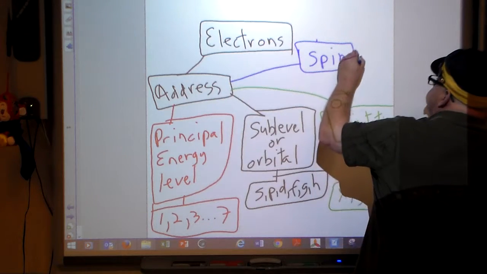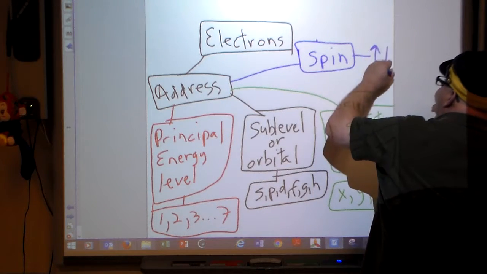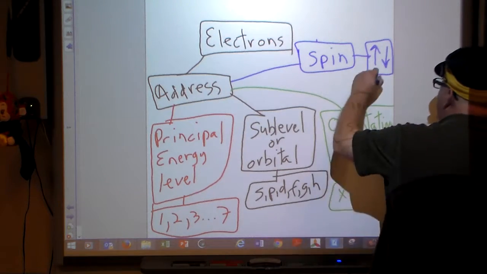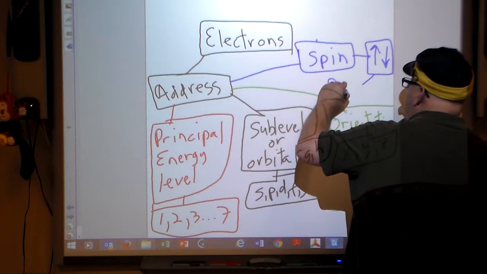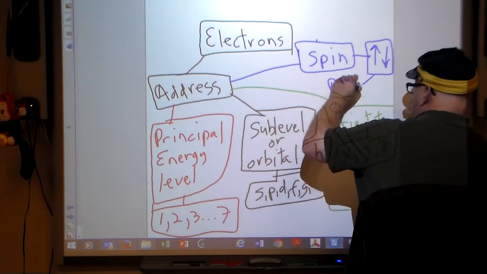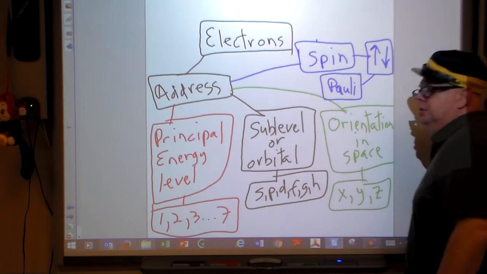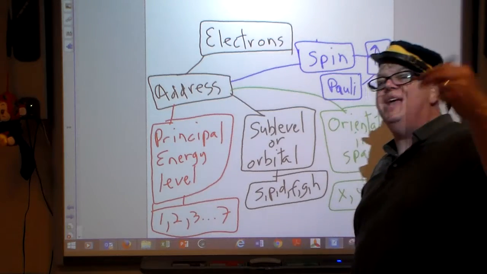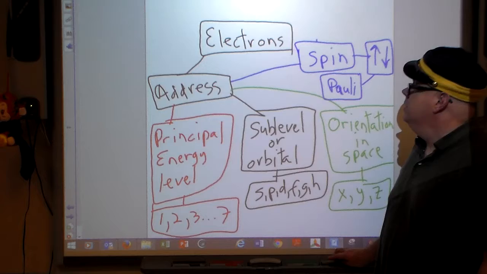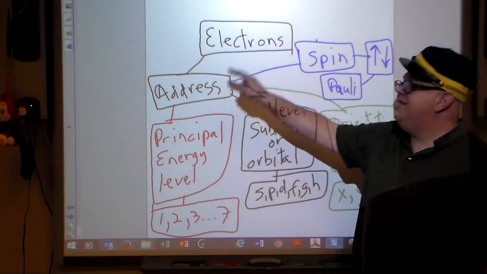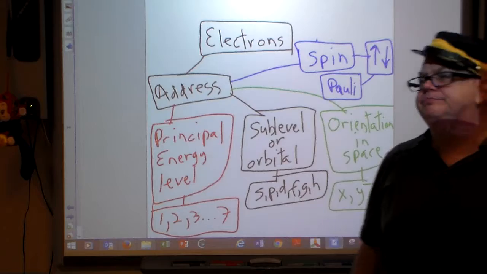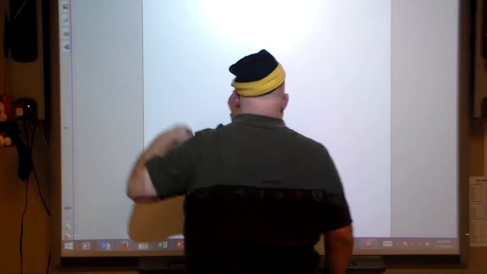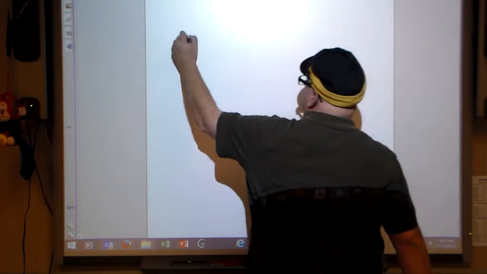So the spin, it's going to be one going up, one going down. They have to spin opposite of each other, and that would have been the Pauli dude. Pauli! He's the guy who came up with that idea. His face is in the notes. He looks like he's about to pick a fight with somebody. So this is dealing with electrons and their address. Now, let's go ahead and move on to another part.